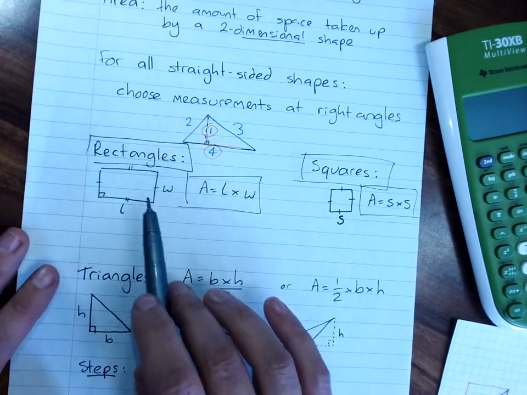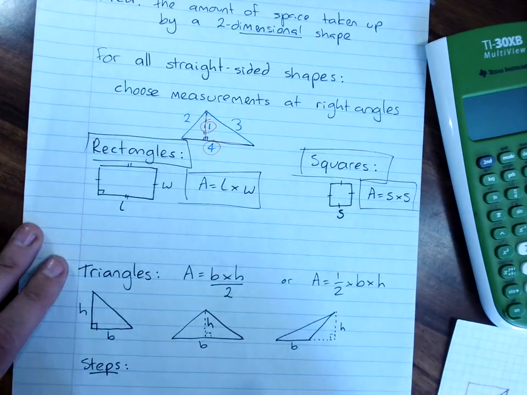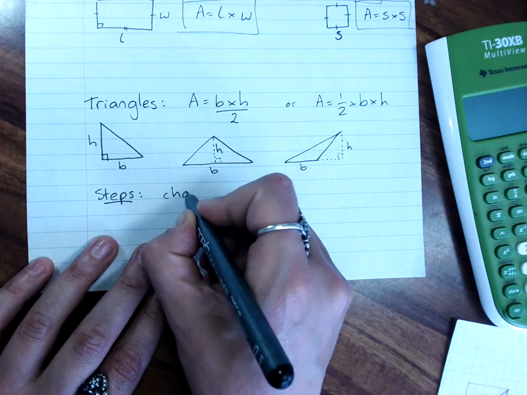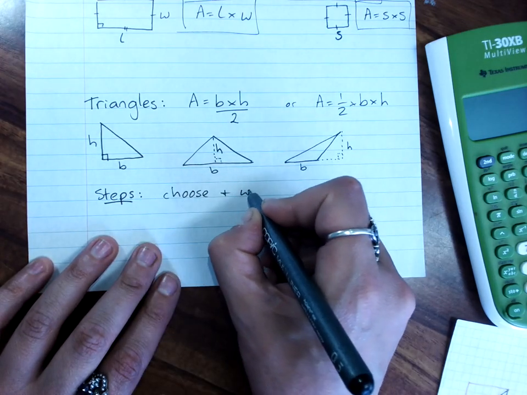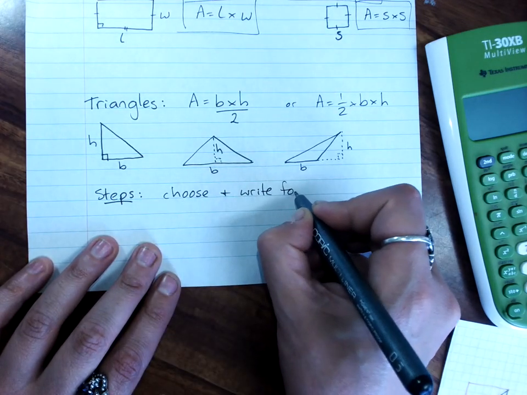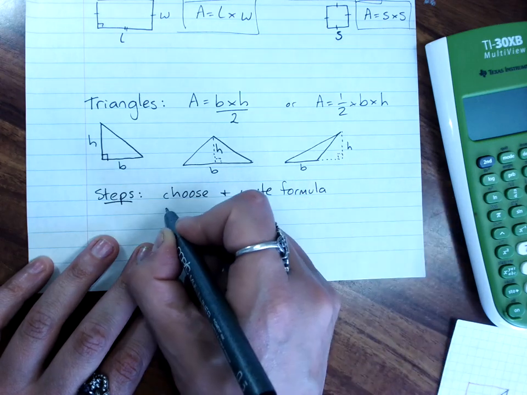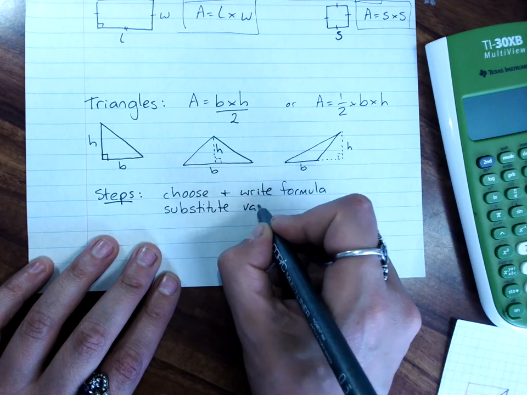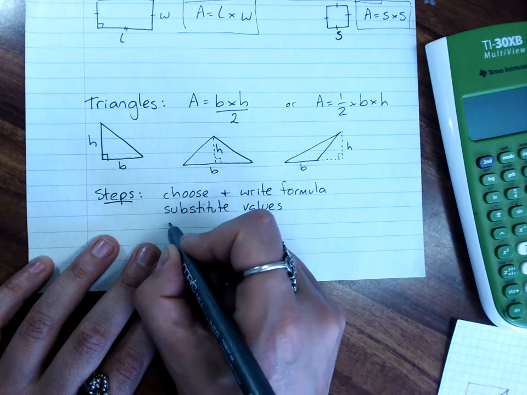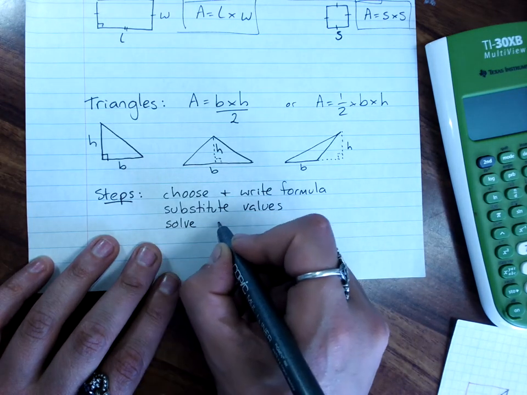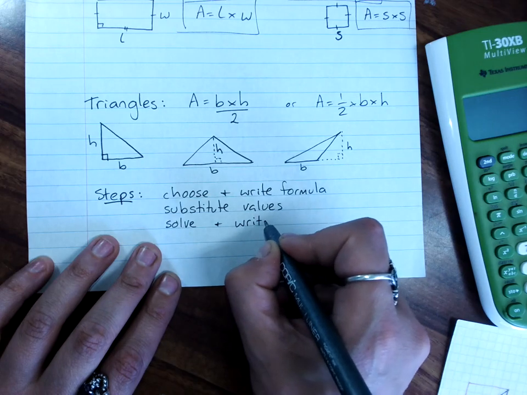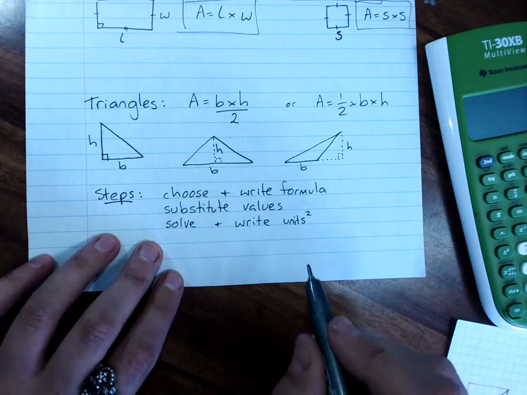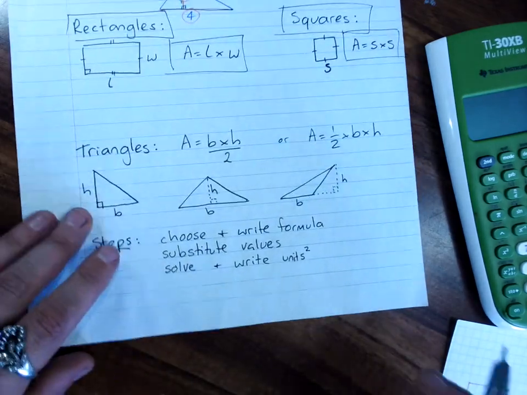So we'll do an example of a square, a rectangle and a triangle, and our steps will be that we choose and write the formula. We substitute the values that we know. We calculate or we solve our answer, and we write the units, and they're going to be units squared because we're counting squares.